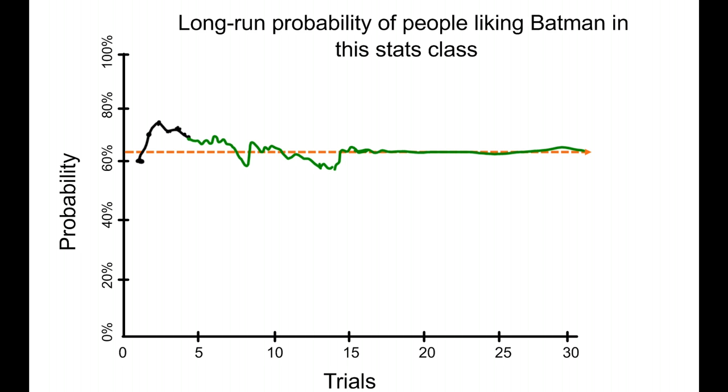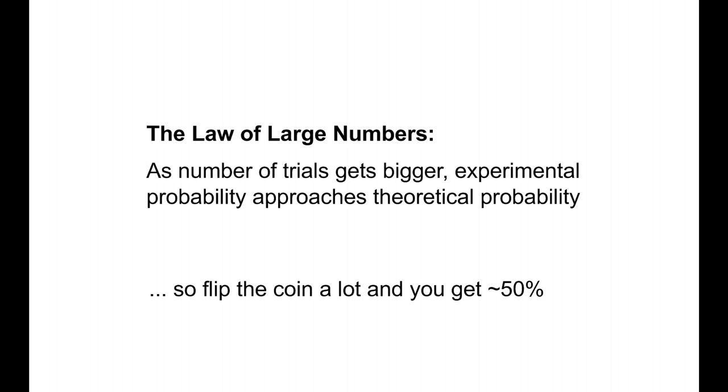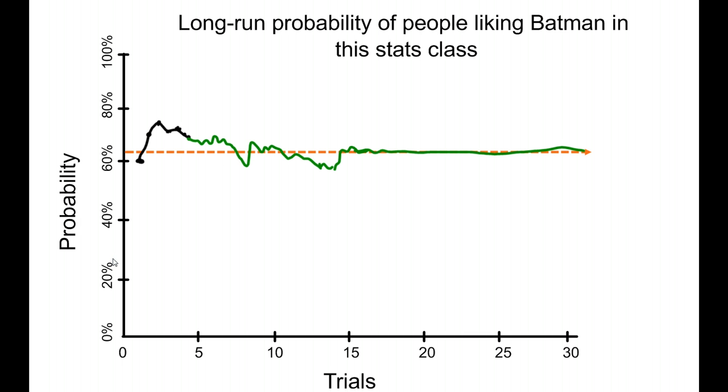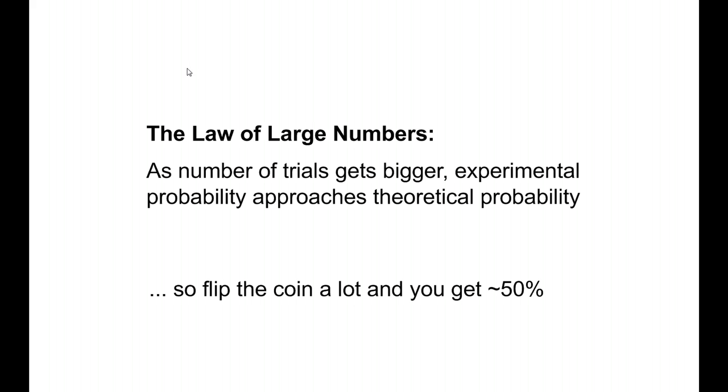And this phenomenon that we're seeing here is called the law of large numbers. Basically, as the number of trials or attempts goes up, the experimental probability, the data that we collect, the real data, approaches the theoretical probability, what we expect. So the real data is very chaotic at first, but as you do more and more trials, it kind of smooths out on what we expect it to be. So that's the law of large numbers.